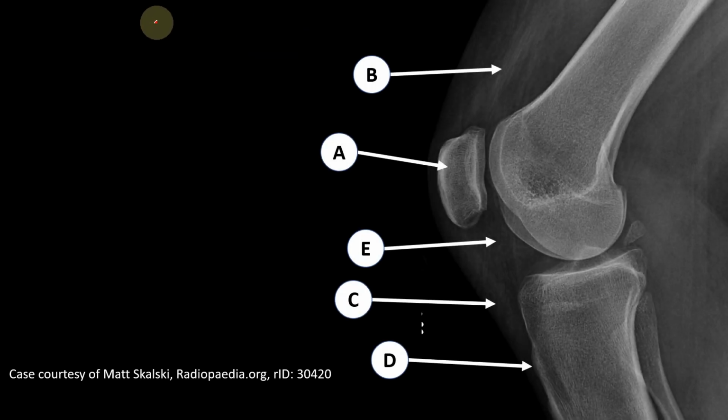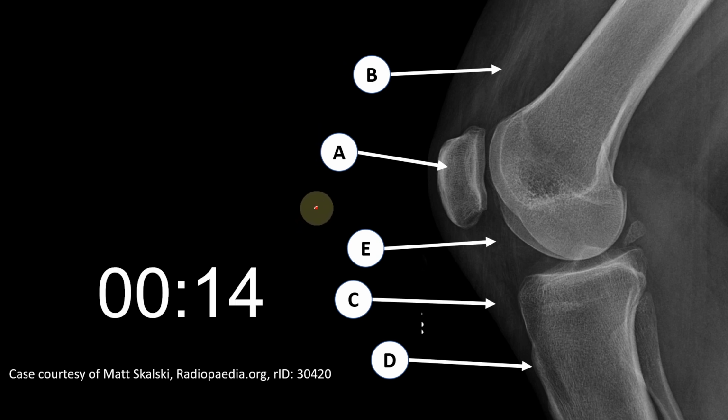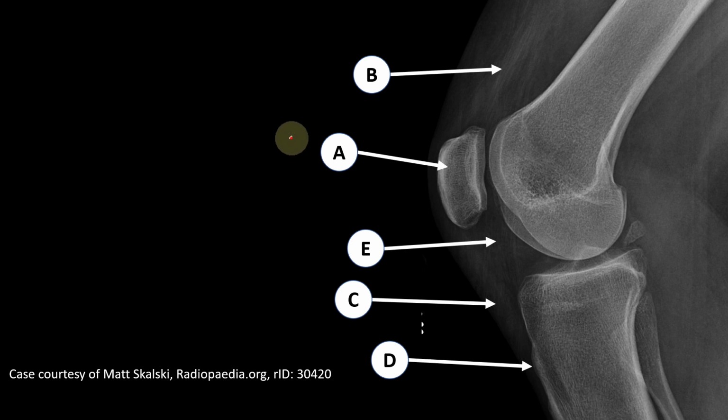In this X-ray of the knee, lateral view, I'll give you 15 seconds to identify what is A, B, C, D, and E. All right, I think I've given enough time. With that, we will identify all these five structures.